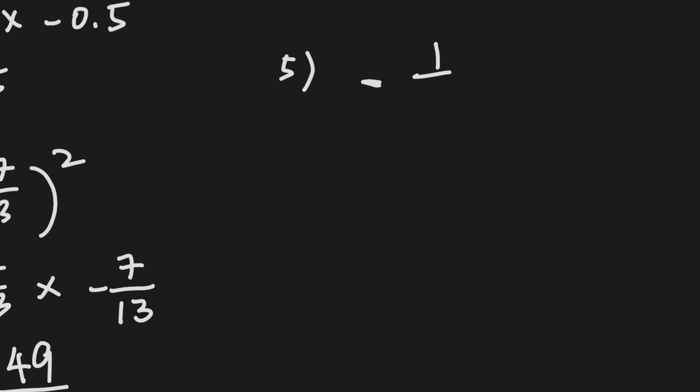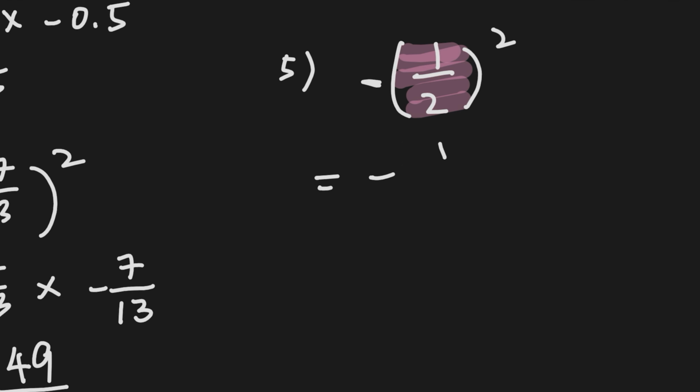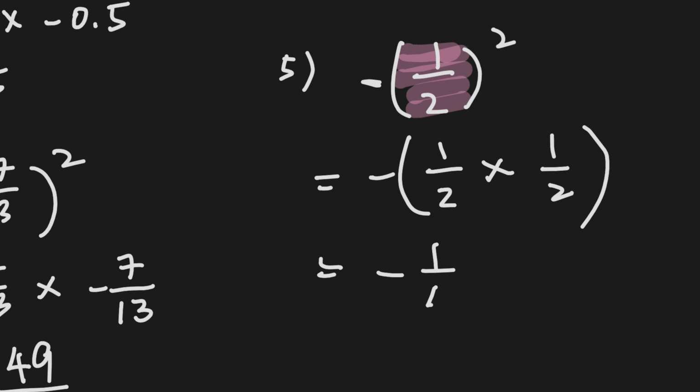If I have this squared, then the square only works for the number inside the bracket and not the negative sign. So you are going to have negative half times negative half. Therefore, your final answer will still be a negative. Hope that is clear enough.